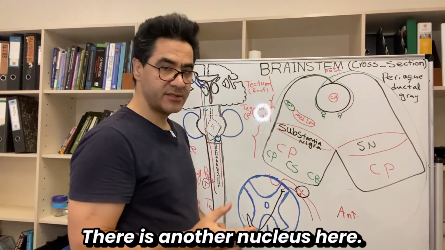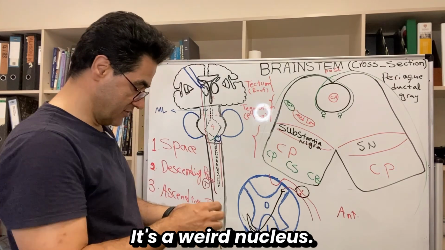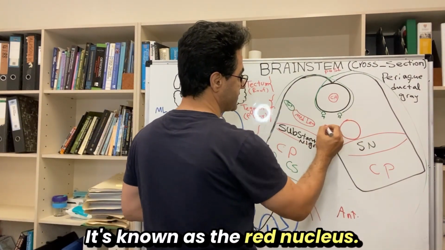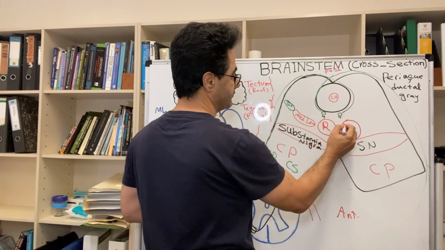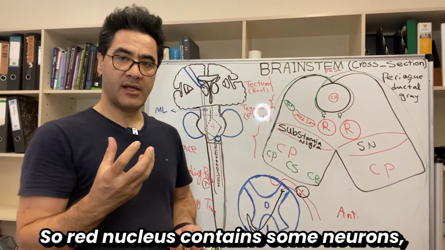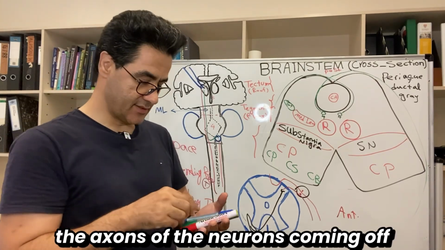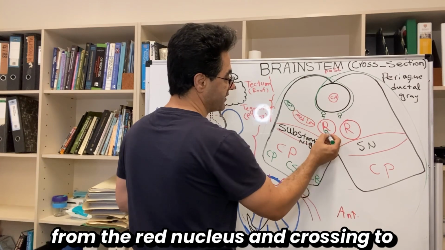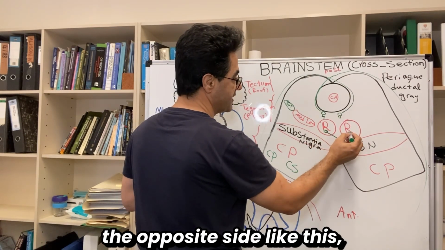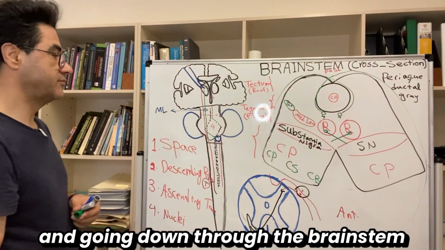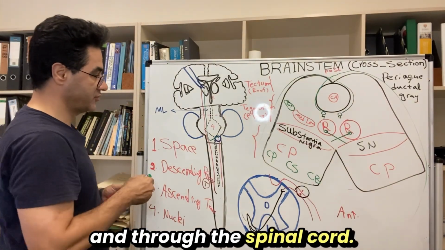There is another nucleus here. It's a weird nucleus, known as the red nucleus. The red nucleus contains some neurons, and the axons of the neurons coming off from the red nucleus cross to the opposite side like this and go down through the brainstem and through the spinal cord.